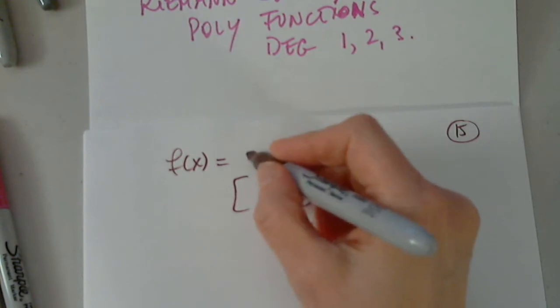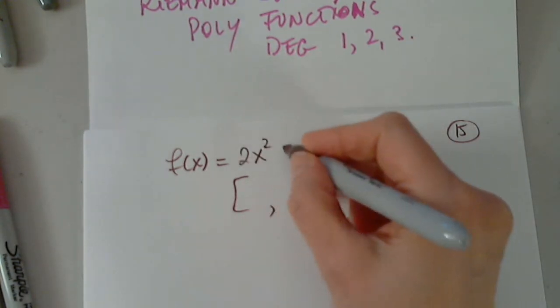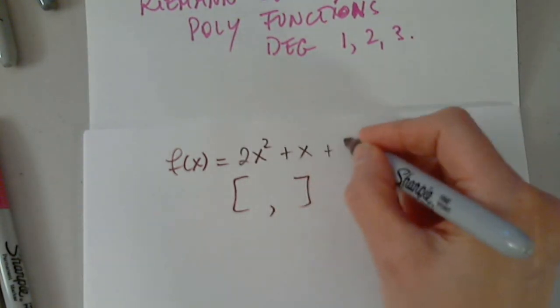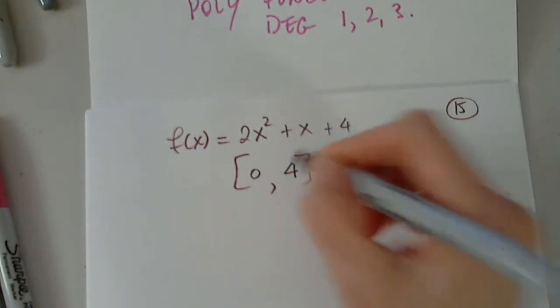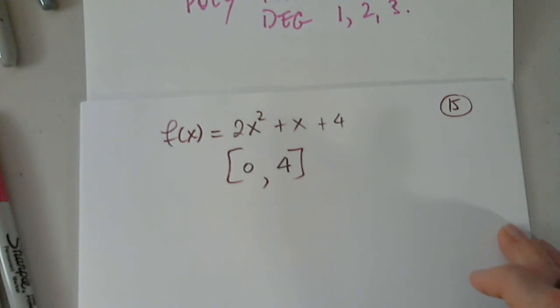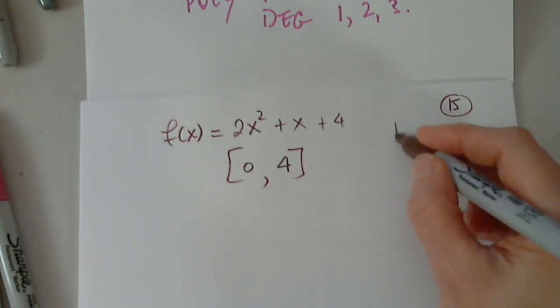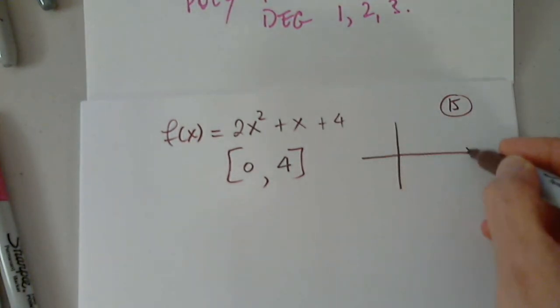Okay, I'm going to choose 2x squared plus x, let's say plus 4, and between 0 and 4. So you can see the technique. I also want to mention something about area.